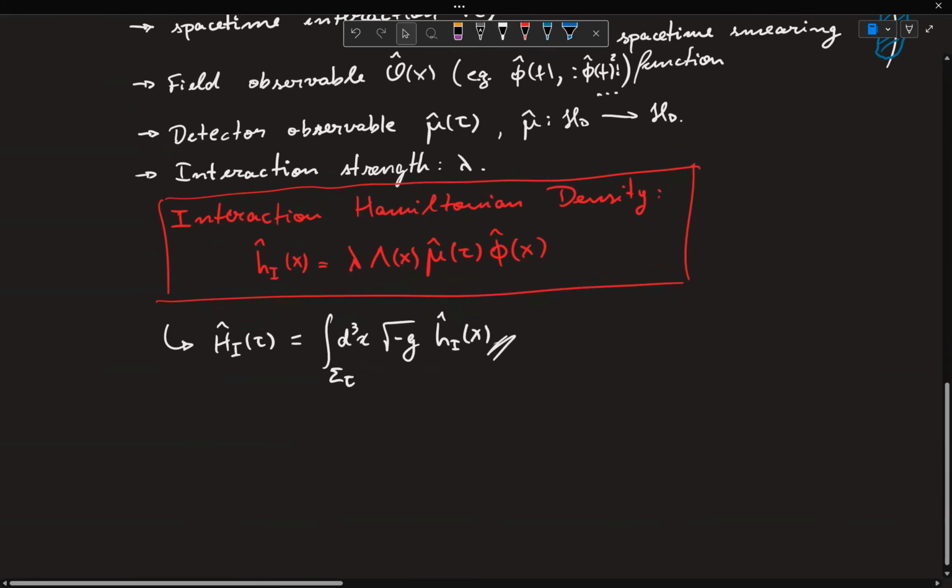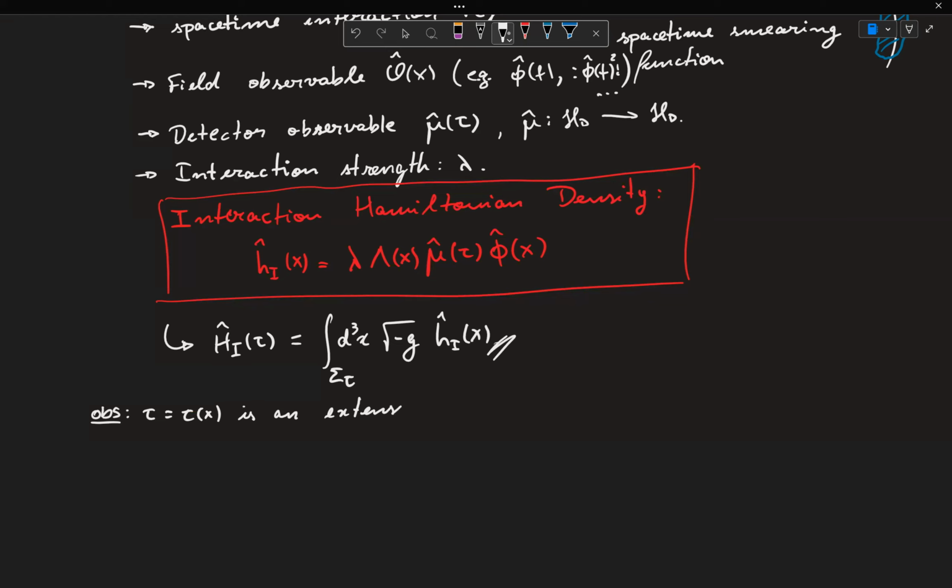And the only thing that I'm going to briefly mention here, but we're going to get back to this probably in the last lecture, is that this tau of x is an extension of the detector's proper time locally around the trajectory.